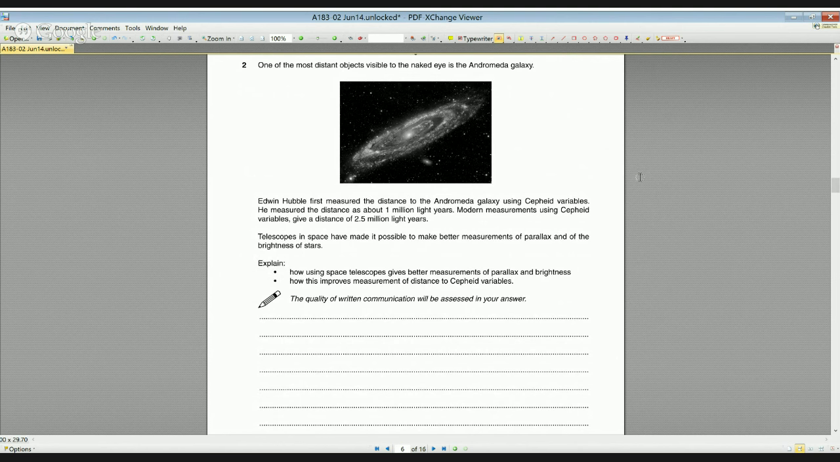Now, this is the important bit here. 6-mark question. Explain how using space telescopes gives better measurements of parallax and brightness. So that's one thing we have to do. And explain how this improves the measurement of distance to Cepheid variables. So it's actually looking for 2 quite different pieces of knowledge here, looking for you to assess why space telescopes are better than ground-based telescopes, and also to explain how Cepheid variable stars are used to estimate distance. And we can link the 2 together a little bit as well.